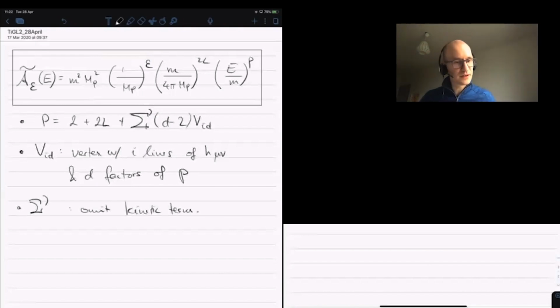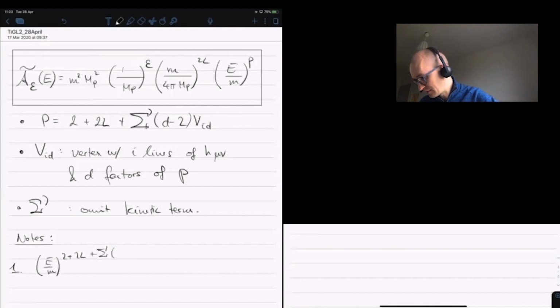Okay, so good. Let's make some notes and then let's go and calculate. First of all, we have a power of E over M to the 2 plus 2L plus this primed sum of d minus 2 V_I d. So we have only positive powers of E over M. That's good. I think we noted this kind of thing also already in our discussion.